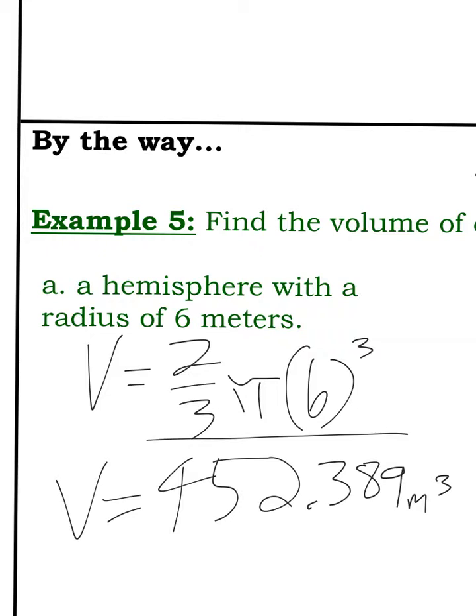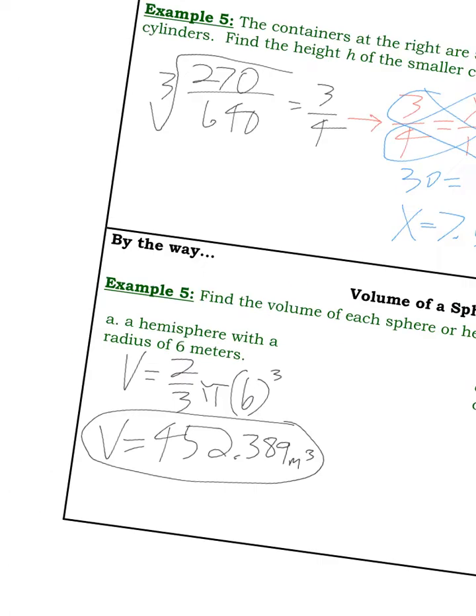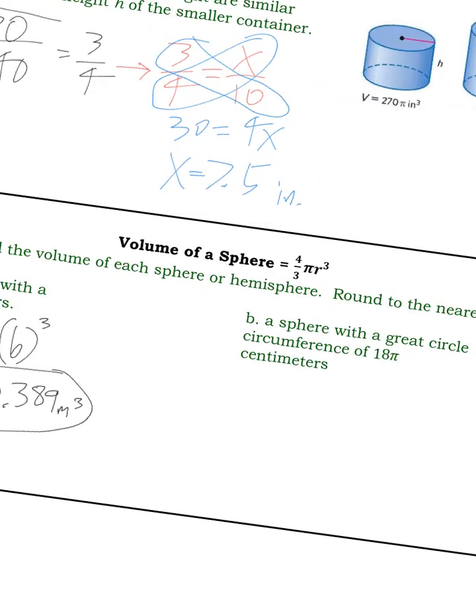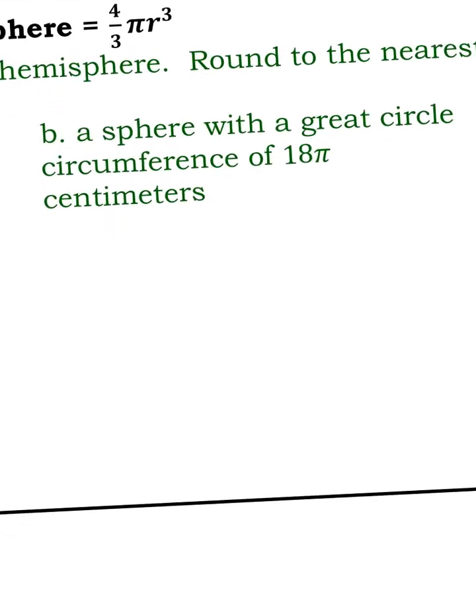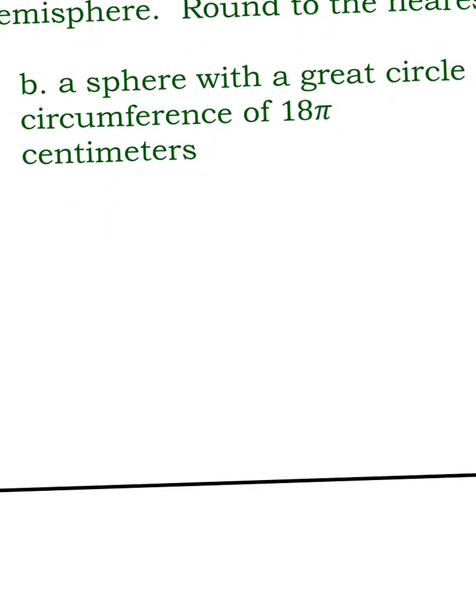Okay? Again, I wrote 2/3 instead of 4/3 because it was a hemisphere. You could have used 4/3 pi times 6 cubed and then just divided by 2 at the end. Either way. But I'm going to do it like that to hopefully strengthen your skills with fractions a little bit if you're confused by them.